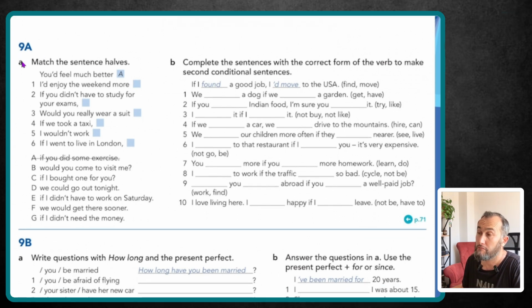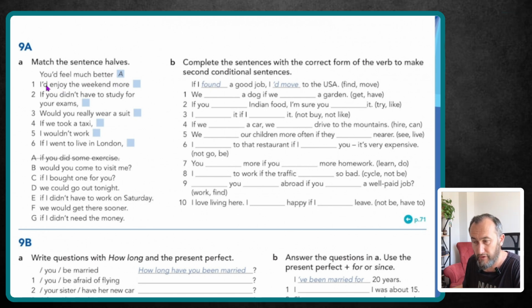9a, A part and B part. So A part is asking us to match the sentence halves. There are sentences divided into two parts. Now we need to match them together. The sample answer here, look, you'd feel much better if you did some exercise. I mean, this is the logical meaning we need to match them with, right? Number one, I'd enjoy the weekend more.